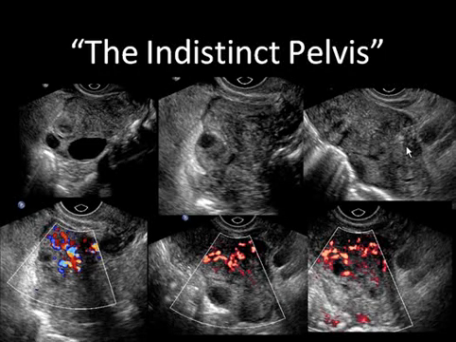When the inflamed fallopian tubes are more severe, they may sometimes cause the appearance of an indistinct pelvis. It is difficult to separate, in this case, the ovaries from the uterus from the fallopian tubes. This may sometimes be difficult to distinguish from blood or pus, but with Doppler we can tell that this is vascular tissue representing the inflamed, thickened fallopian tubes in salpingitis.